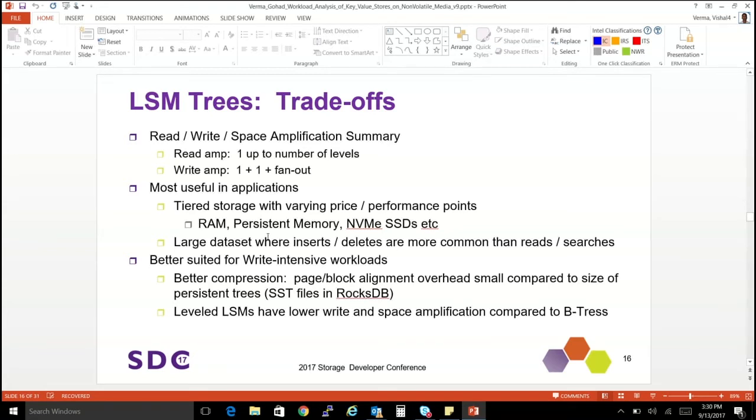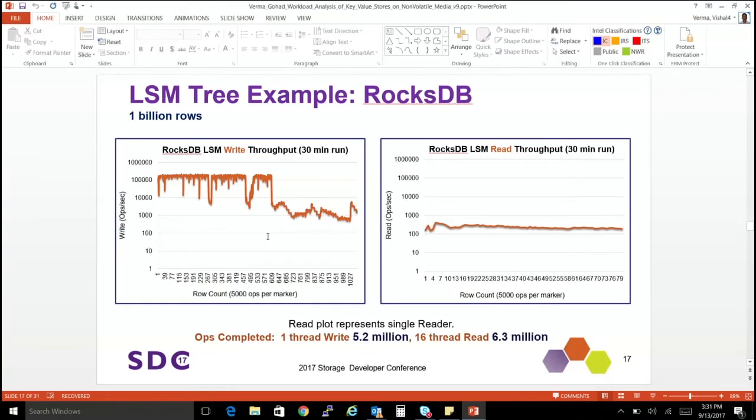So LSM trees are suited for write intensive workloads. They have better compression. There are no page-aligned IOs like we saw in the B-trees. And they have lower write and space amplification compared to B-trees because there is no fragmentation like we saw in the B-tree. There's nothing like that in LSM. But when I go to the performance section, we will see how they compare in the real world. This is all theoretical, what we have learned in LSM and B-trees.